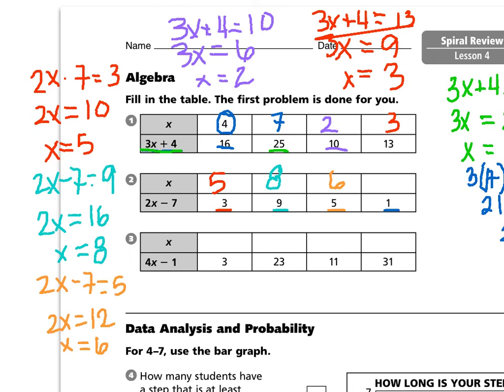Now I have 1, so I have 2x minus 7 equals 1. Minus 7 would be plus 7, so I have 2x equals 8. And then 2x I need to divide by 2, so x equals 4. Use these strategies to solve number 3 on your own.